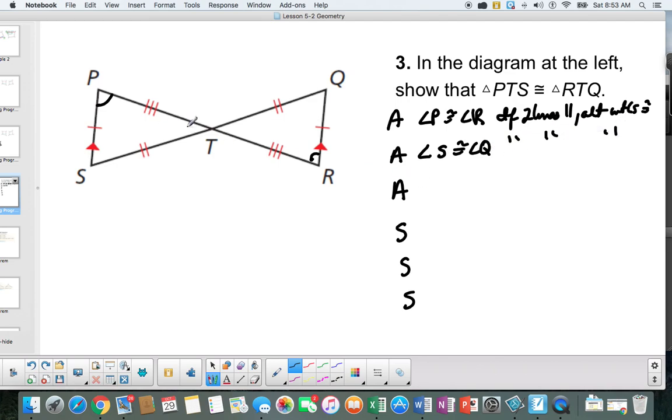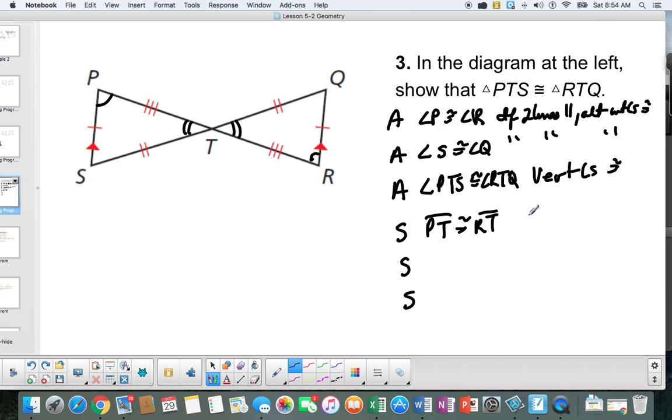Now angle T, but I can't call it angle T because there's lots of angle T's here, but I do want to show that this angle is congruent to this angle. So I'm going to have to use 3 letters, PTS, congruent to angle RTQ, and that's because vertical angles are congruent. I need to show that PT is congruent to RT, and that's just by the given because the tick marks were given to us. TS congruent to TQ, that's given, and PS congruent to RQ, and again that's given.